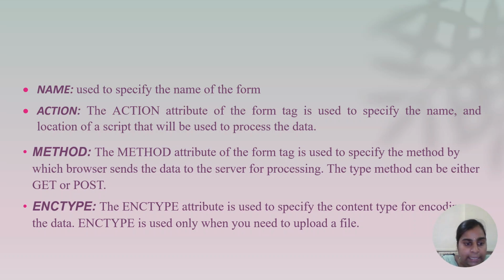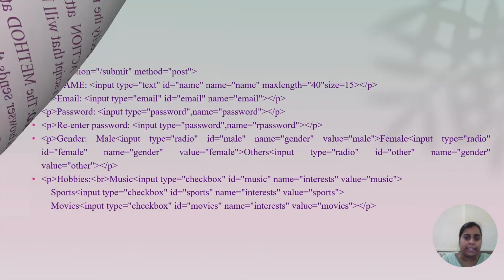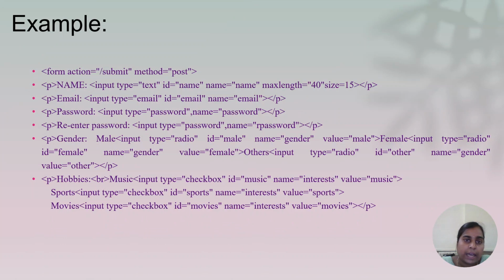And then enctype is another attribute, used to specify the content type for encoding the data. Enctype is used only when you need to upload a file. So if I want to upload a file, then I can use the enctype in a form. And then here we have an example.